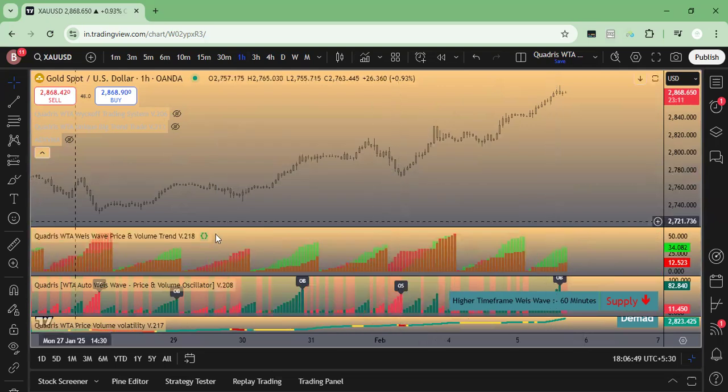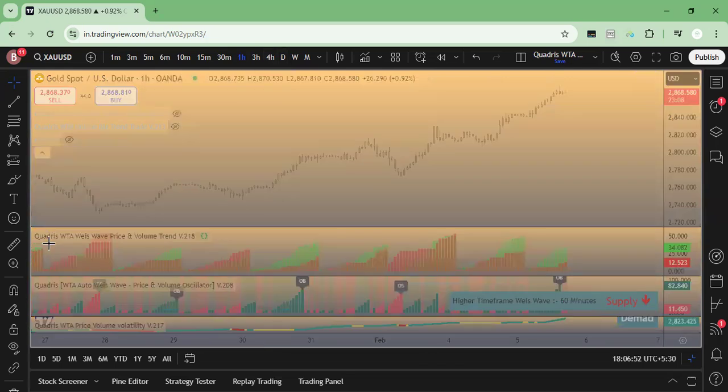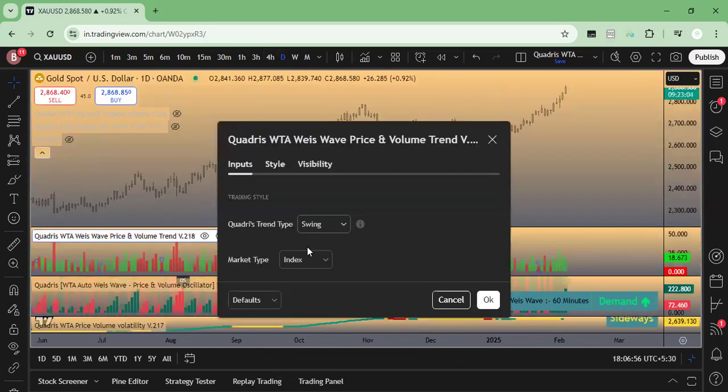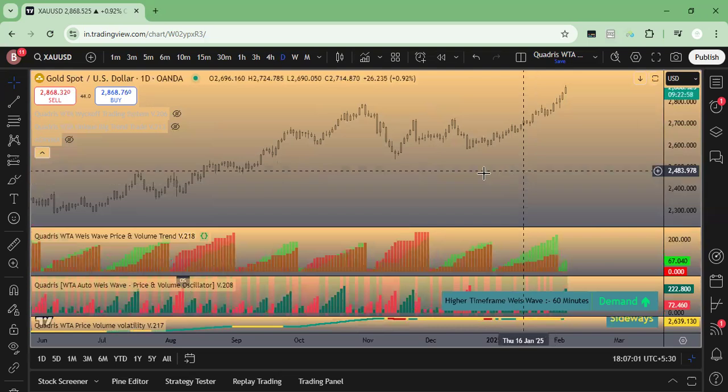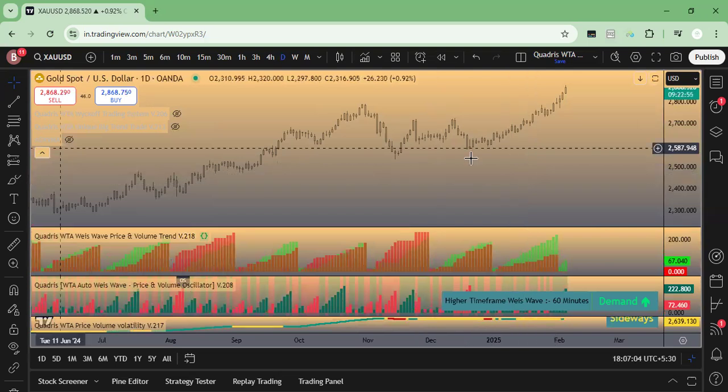For example, if you're trading 4 hour or a daily, then you can switch it to long term or short term depending upon your taste and your interest. So it will keep you intact. For example, over here, the demand started, supply was there as we were approaching upwards.